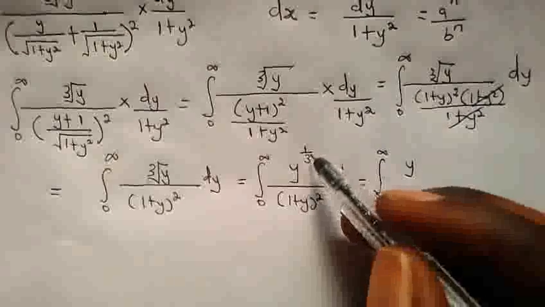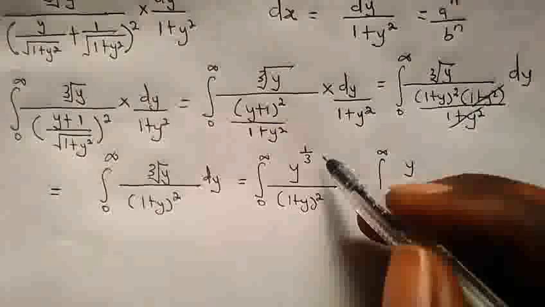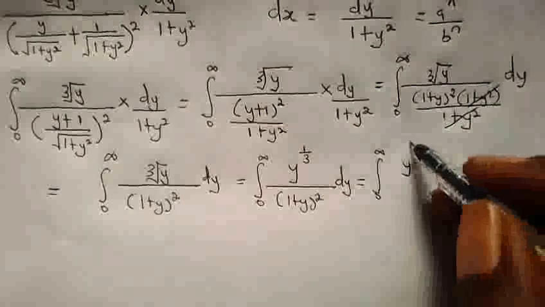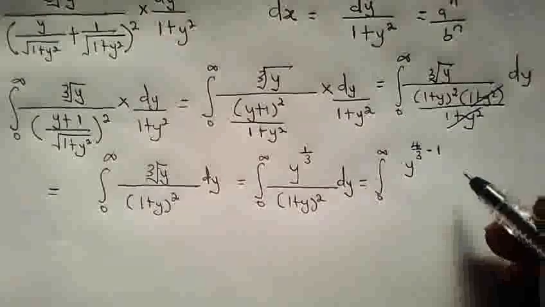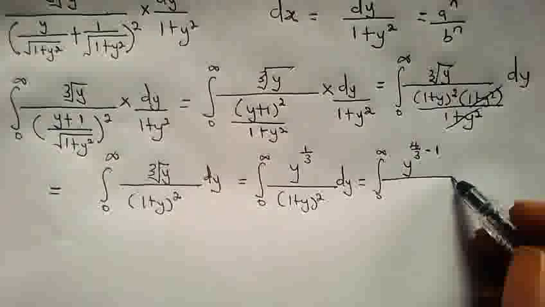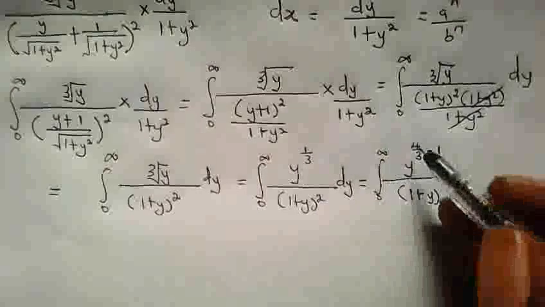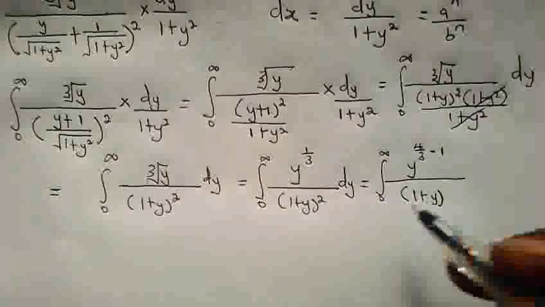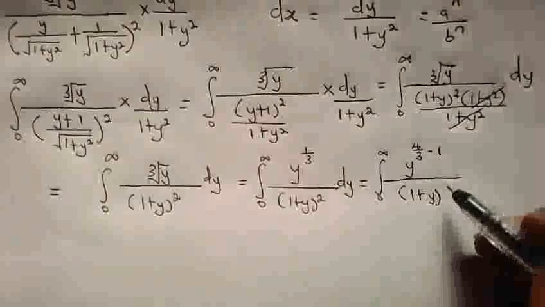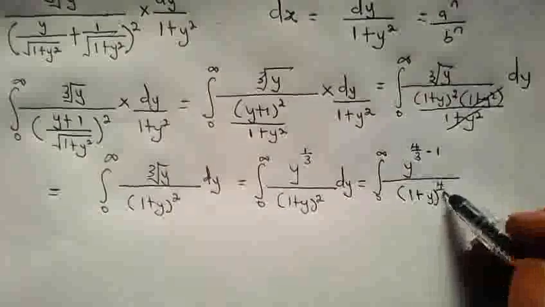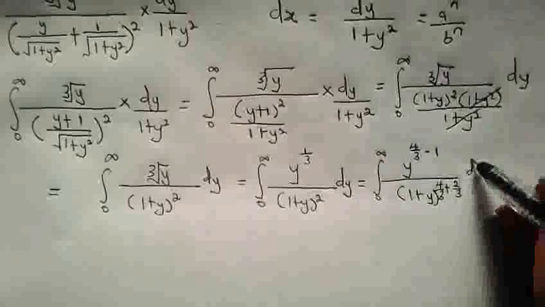So what is the number that if you subtract 1 from it, you get this 1 all over 3? I believe the number should be 1 over 3 plus 1, and that is 4 over 3 minus 1. So that should be 4 all over 3 minus 1. And here we have 1 plus y. So what is the number that when you add it to 4 all over 3, you get the power of this 1 plus y here, and that is 2. So I believe the number is 4 over 3 plus 2 over 3. So here we have dy.